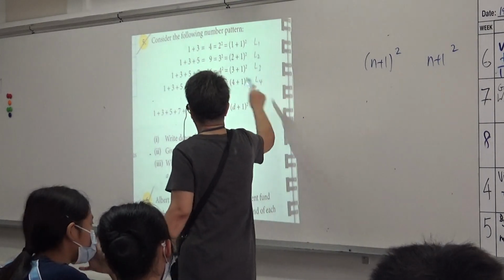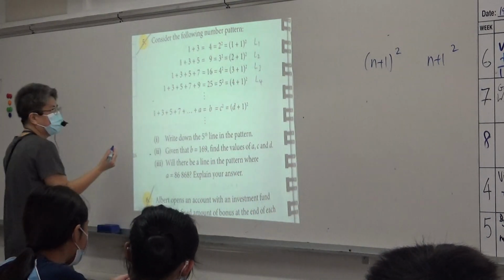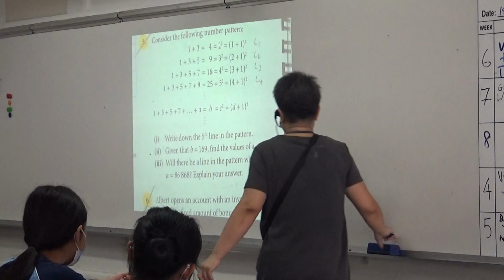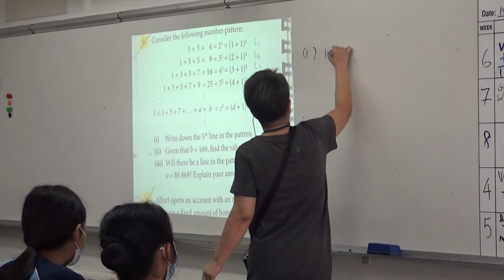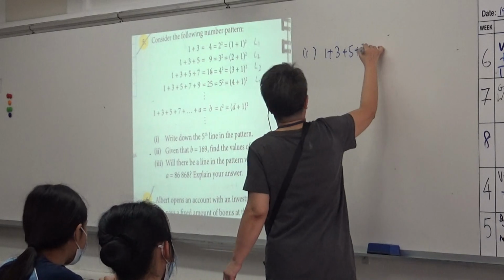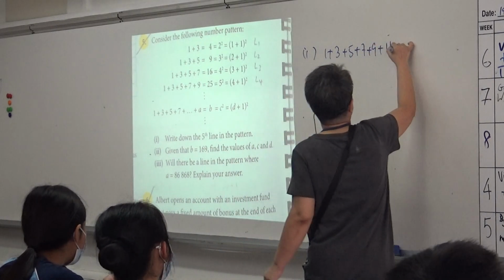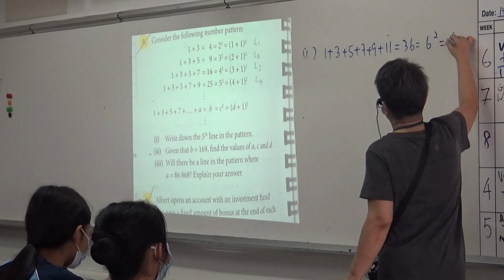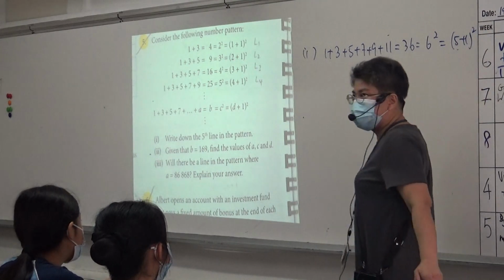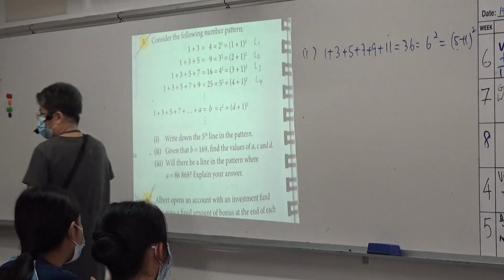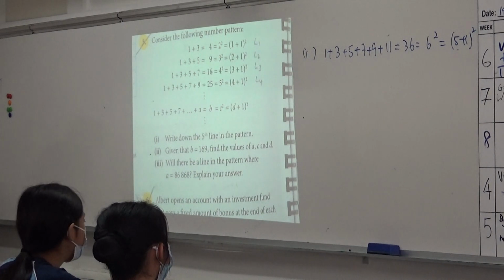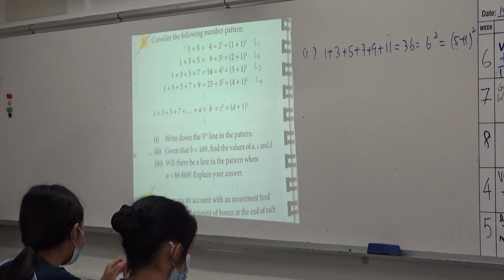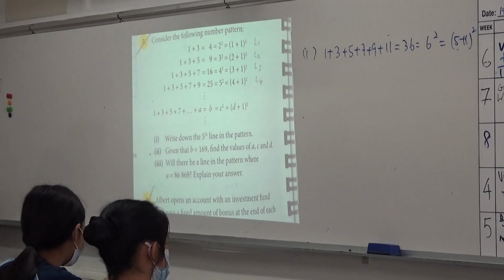Now they tell you, write down the 5th line in the pattern. 1, 2, 3, 4. What will be the 5th line? And all of you tell me. I write over that side so that I won't interfere later. What is line 5? 1 plus 3 plus 5 plus 7 plus 9 plus 11 equals what? 36 equals 6 squared. This should be the 5th line. Is everyone clear? Okay. Given that B is 169, find the values of A, C, and D.